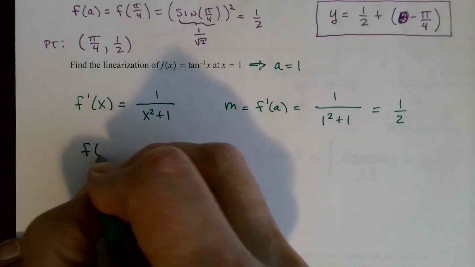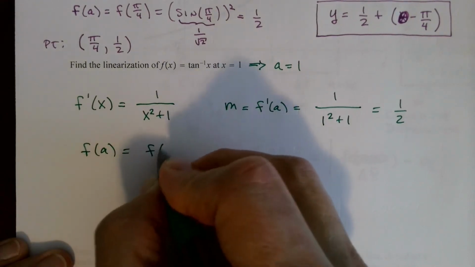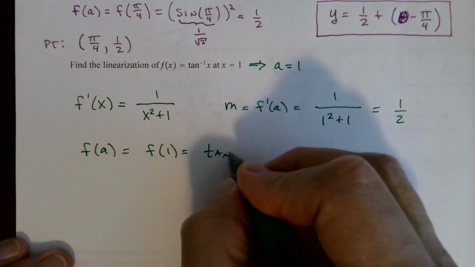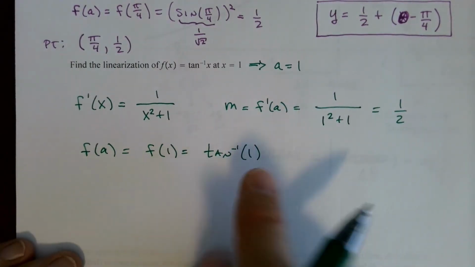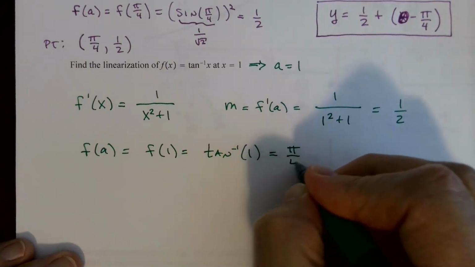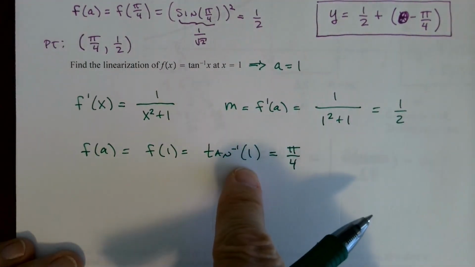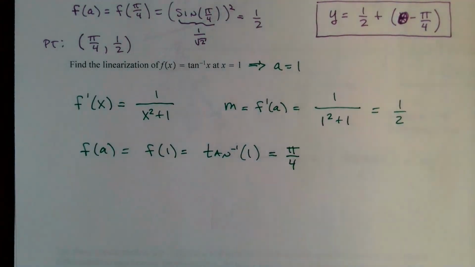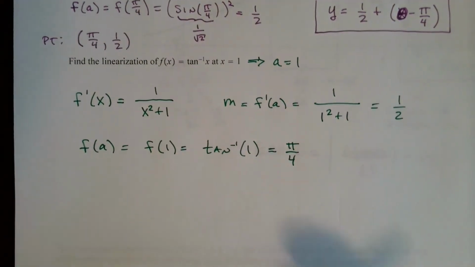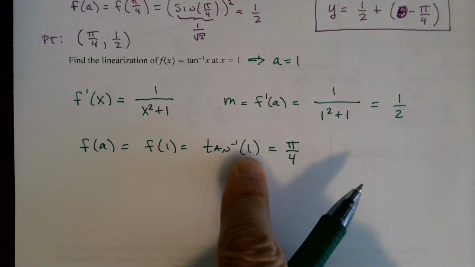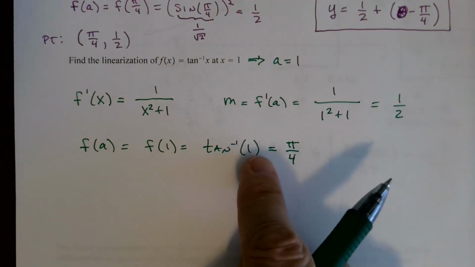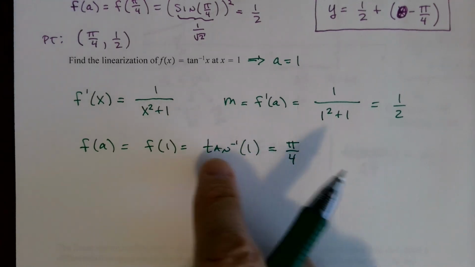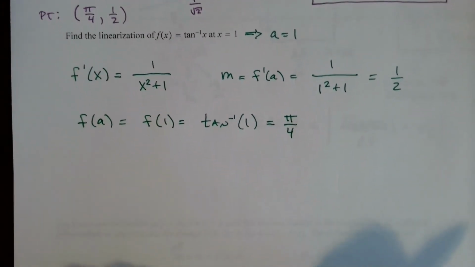What is the point of tangency? What is f of a? What is f of 1? Well, it's tangent inverse of 1. Now, I do need to evaluate tangent inverse of 1, but that's easy. Tangent inverse of 1 is what? Pi over 4. That's because tangent of pi over 4 is 1. So you do have to be able to evaluate inverse trig functions and get the exact value, not just approximations. Okay? And we can do that for specific values only, right? So I would only expect you to do this if it was tangent inverse of 1, tangent inverse of square root of 3, tangent inverse of square root of 3 over 3, etc. Those types of values.